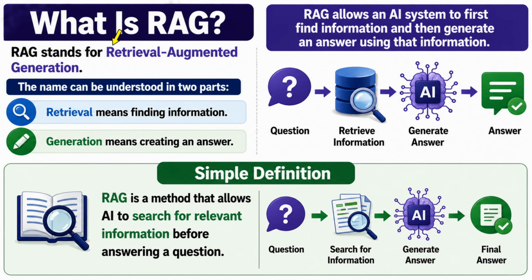What is RAG? RAG stands for Retrieval Augmented Generation. The name can be understood in two parts. Retrieval means finding information. Generation means creating an answer. RAG allows the AI system to first find the information and then generate an answer using that information. Simple definition. RAG is a method that allows AI to search for the relevant information before answering a question.